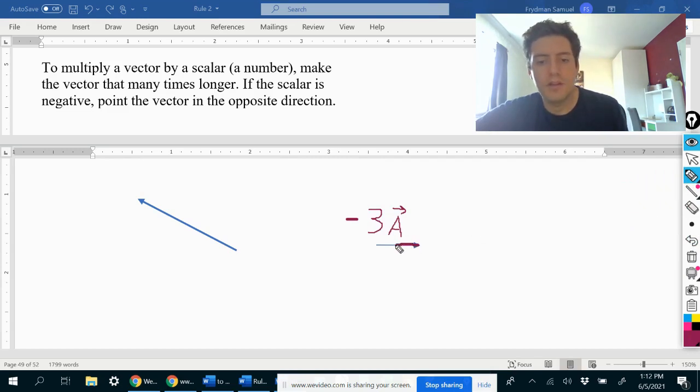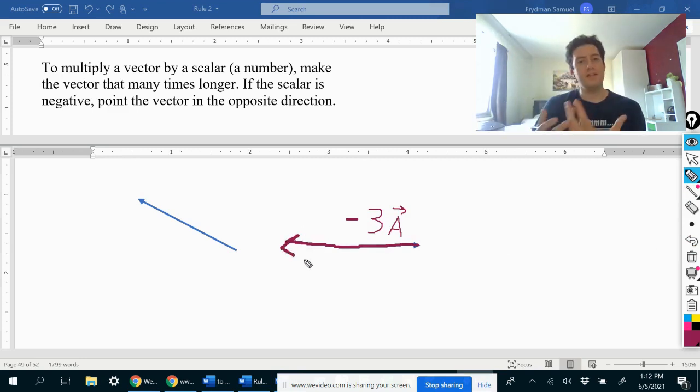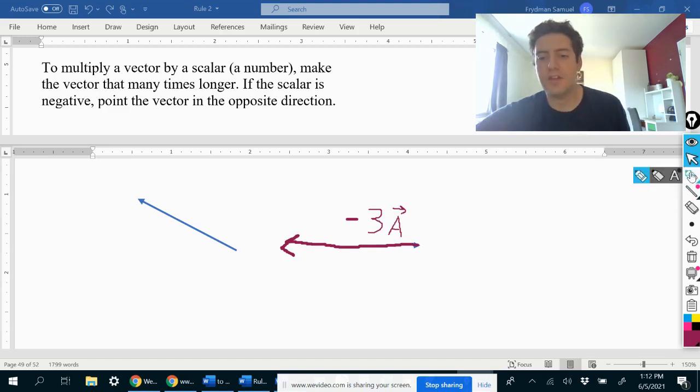It would look like this. 1, 2, 3. That was not very good, but hopefully you get the idea. Okay, 3 times as long, but moving in the opposite direction. Let's call this vector B.